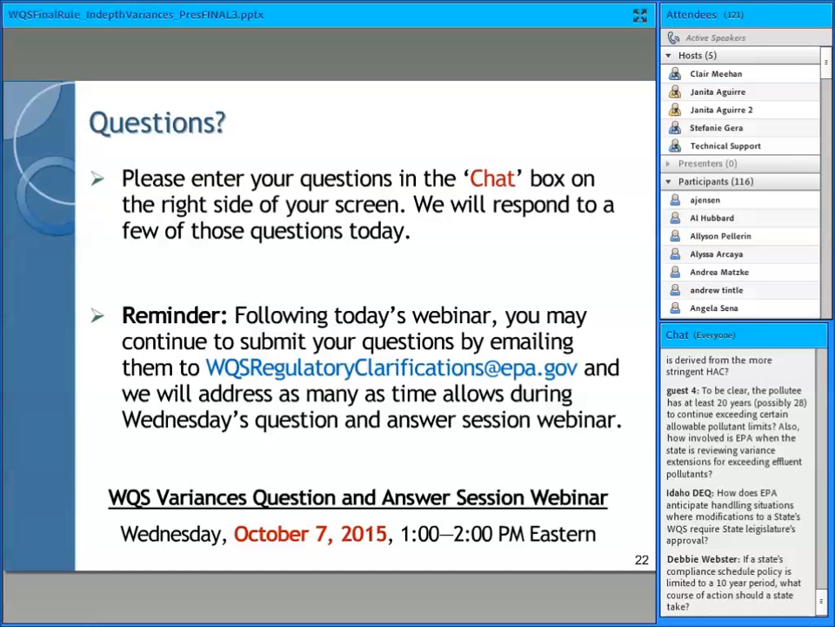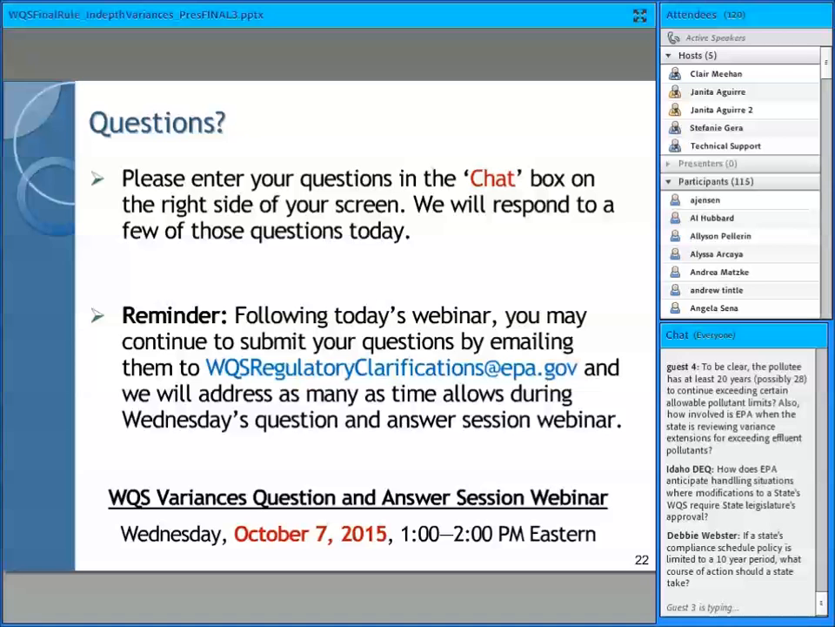Now, it's likely that, let's say, a variance expires, and the authorized tribe realizes they still were not able to achieve the underlying designated use, and they wish to have another one, and they go and adopt a new variance. It is likely and actually expected that they would have a more stringent highest attainable condition than what was initially adopted in the original variance. But again, that new variance would go through a brand new EPA approval process.